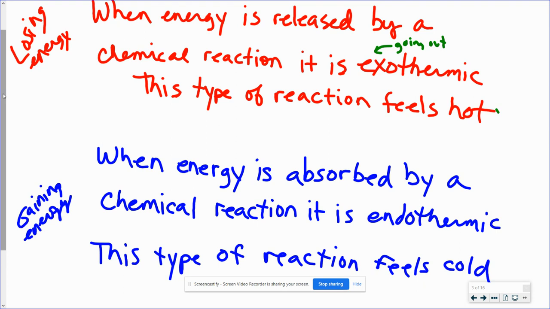A cold one would be if you dissolve baking soda in water, it will get slightly colder. If we were here in lab, we would do ammonium nitrate in water or ammonium chloride in water, and it would feel very cold. So if it feels cold, it's because it's taking the energy from the surroundings, from the test tube or the beaker. If it feels hot, it's because it's releasing energy to the test tube or the beaker.